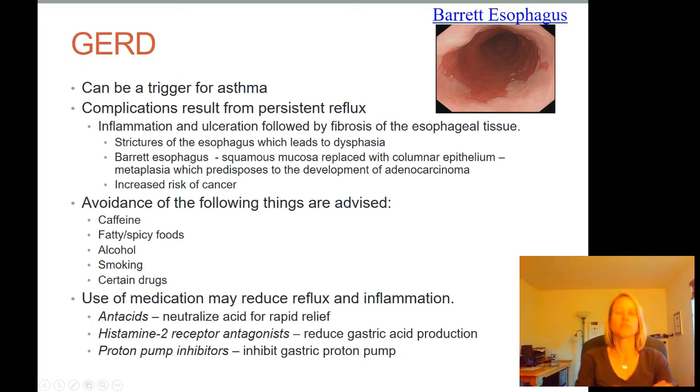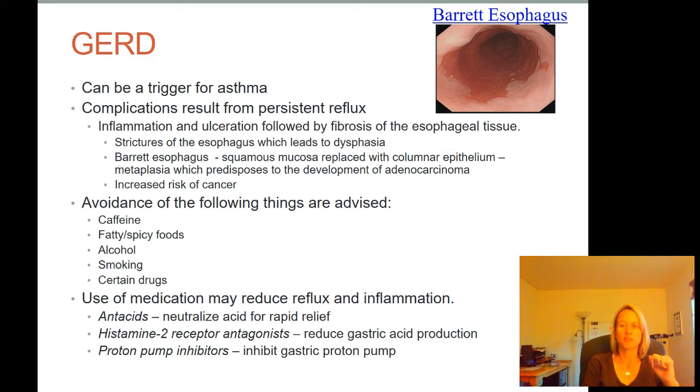GERD can also be a trigger for asthma. And there are other complications that can result from persistent reflux in addition to asthma. So GERD can cause intrinsic asthma. We can get inflammation and ulceration that is then followed by fibrosis or scar tissue of the esophageal tissue. This can lead to strictures of the esophagus, which can lead to dysplasia and predispose to cancer.